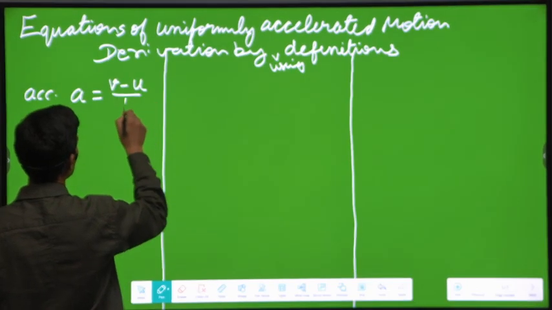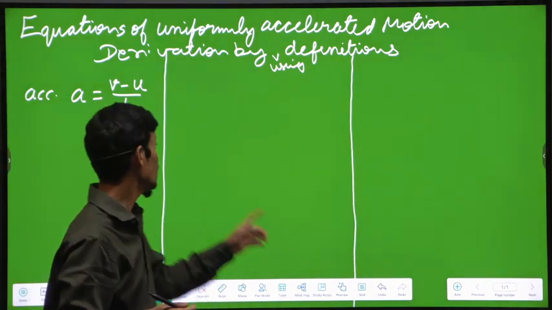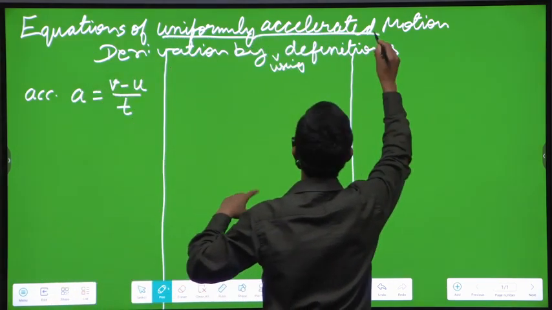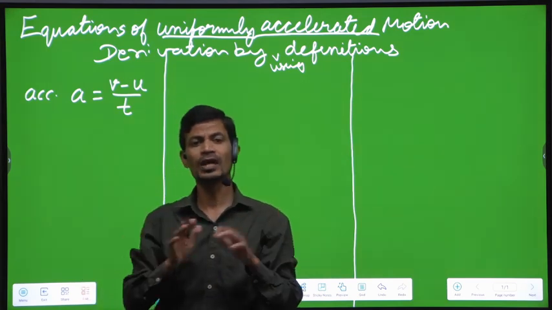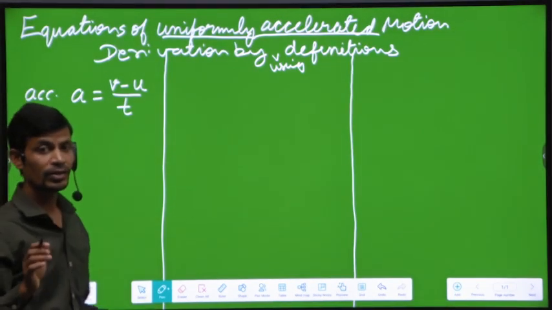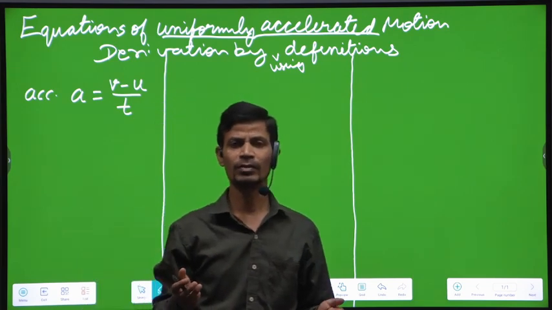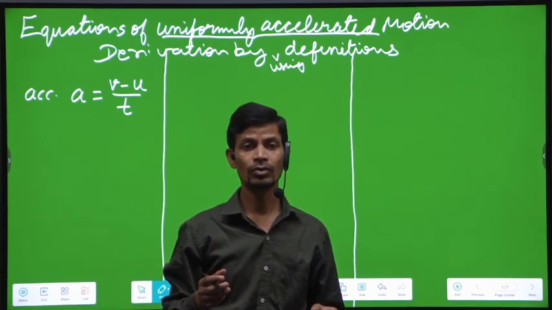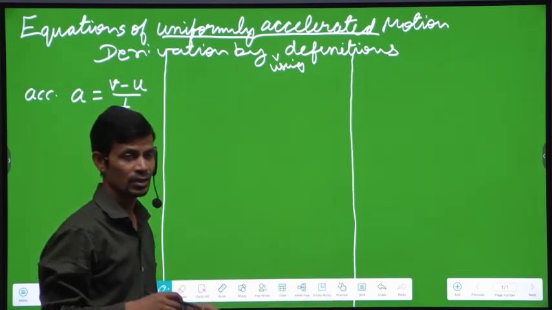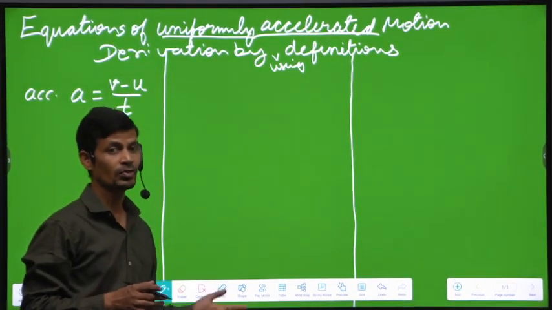minus u divided by time. So quite obvious. And see, one more thing I want to say here, that it is for uniformly accelerated motion only, not for any kind of motion, for uniformly accelerated motion only. So whenever there is a numerical based problem or any other problem, you don't go blindly for the equation of motion every time. Just see whether it is the case of uniform acceleration or not. If not, you can't use it.